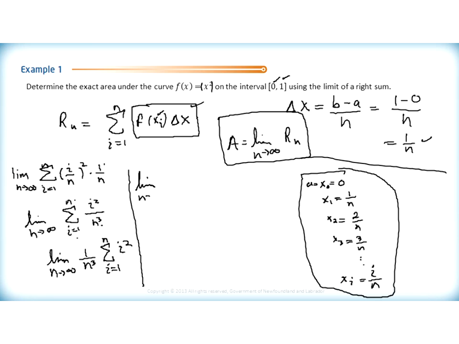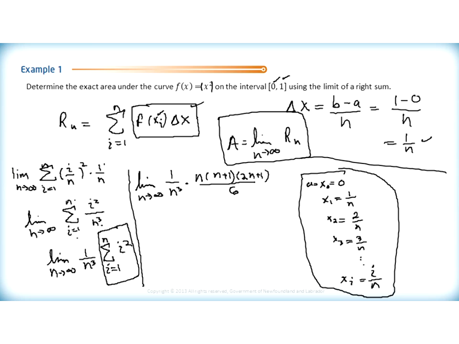as n approaches infinity of 1 over n cubed times, so all of this now, we said we can replace with a formula that tells us the sum of the first n perfect squares, and it's n times n plus 1 times 2n plus 1, all divided by 6. Okay, so there's lots of stuff. So all I have to do now is evaluate this limit in terms of n.